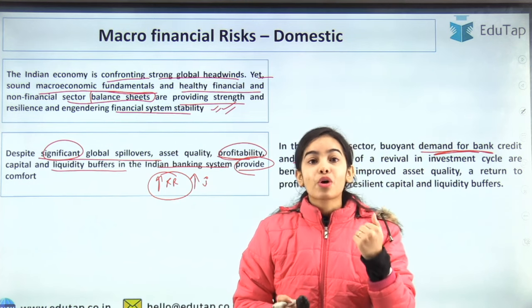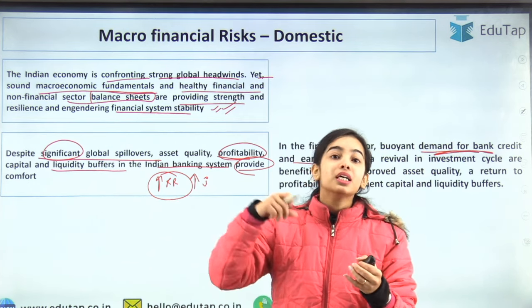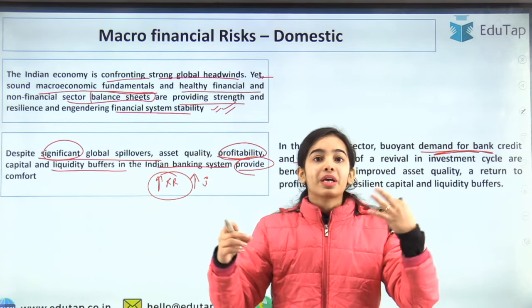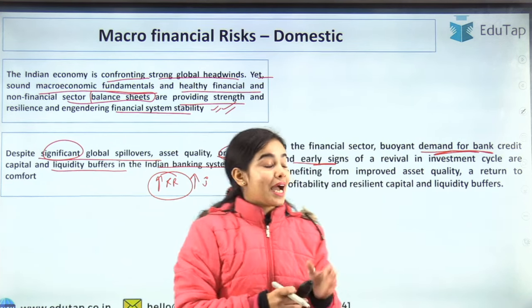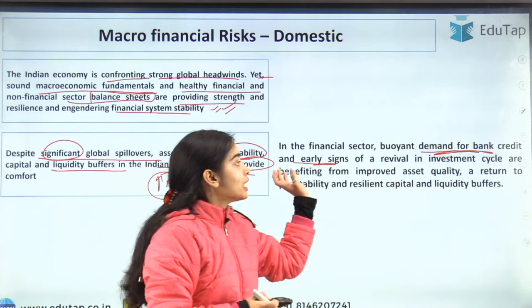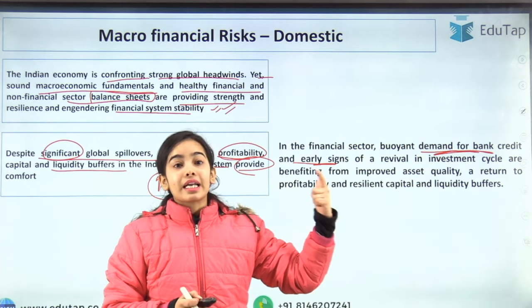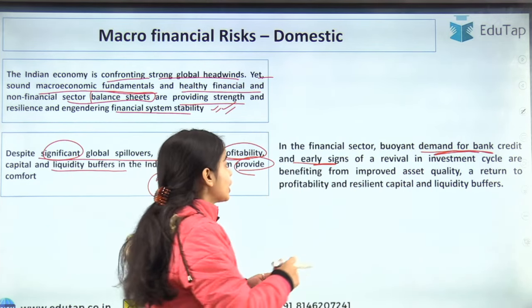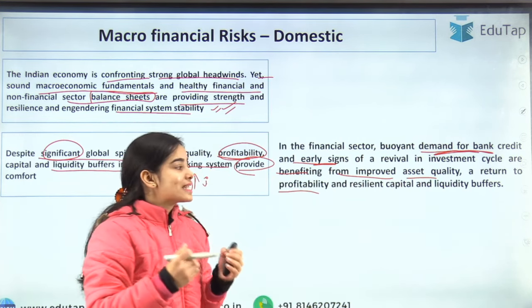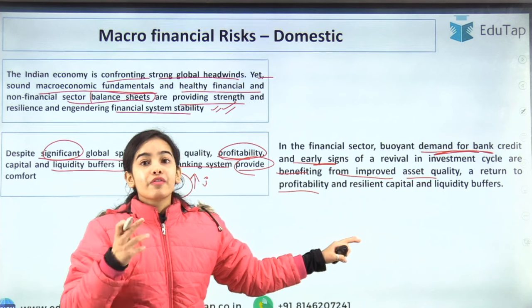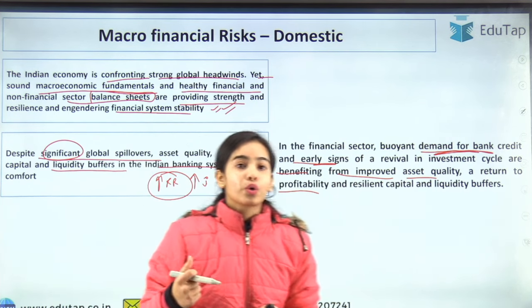Due to that consumer confidence, and the confidence of the people in the regulatory system, in the RBI, and in the government, the demand is not decreasing much, and due to that the demand for bank credit is high and the investment cycle is starting again. It is going good. Benefiting from improved asset quality, a return to profitability, and resilient capital and liquidity buffers, the investment cycle can go good.